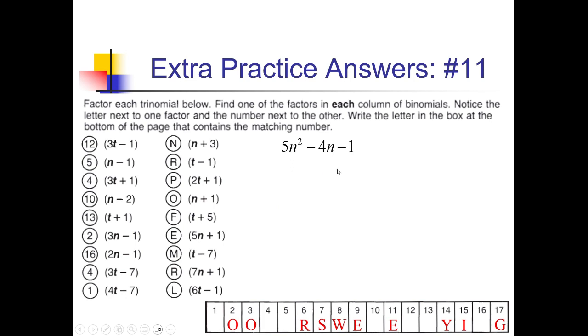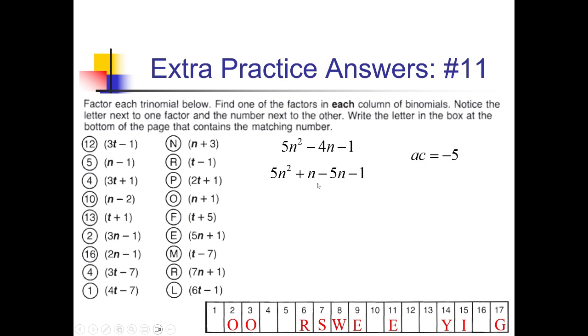So AC value for this, 5 times negative 1, that's negative 5. We need factors of negative 5 that add up to negative 4. 1 and negative 5 would do the job. So let me split this up into a plus n minus 5n. And now I can take out some common factors for the grouping process.